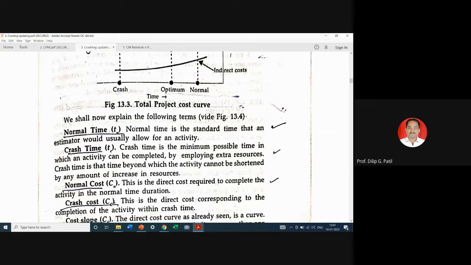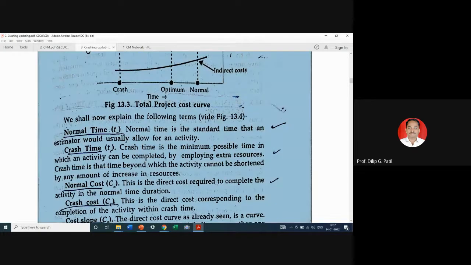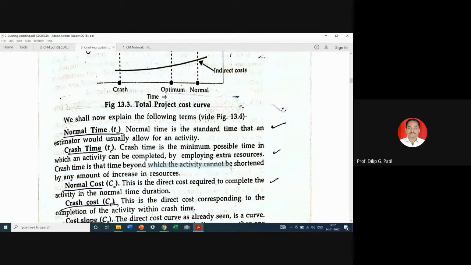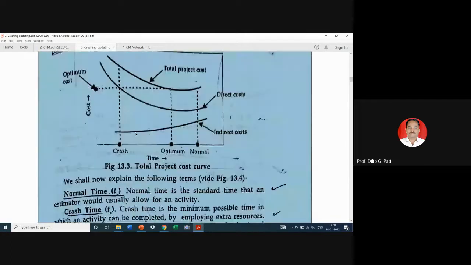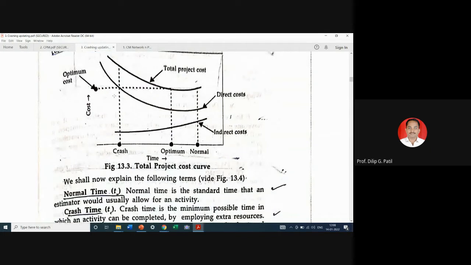जनरली आपल्या प्लॅनिंगमध्ये जे काही टाइम ड्युरेशन आपण टाकतो दॅट इज नॉर्मल ड्युरेशन, नॉर्मल टाइम, टी एन, स्मॉल टी एन. Crash time is the minimum possible time in which an activity can be completed by employing extra resources. एक्स्ट्रा रिसोर्सेस ऍड केल्यानंतर आपला प्रोजेक्ट ड्युरेशन कमी होणार आहे, कारण की आपल्याला कमी वेळामध्ये कंप्लीट करता येईल. So crash time is the time beyond which activity cannot be shortened by any amount of increase in the resources. As we discuss, या लिमिटच्या अजून अगोदर आपल्याला क्रॅश करता येणार नाही.